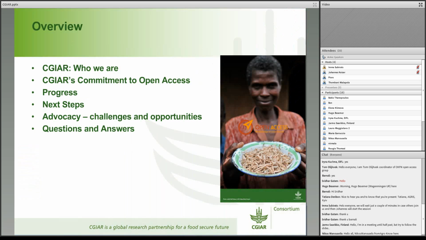So the presentation will start with a brief overview of CGIAR and its various components to lay the foundation. It's a complicated organization, and perhaps to paint a picture of the complicated nature of trying to lead a change in culture to enable open access. I'll walk you through our progress so far, look at planned next steps, talk about some of the challenges we have, and the opportunities to address them through advocacy, and then we'll open it up to questions.